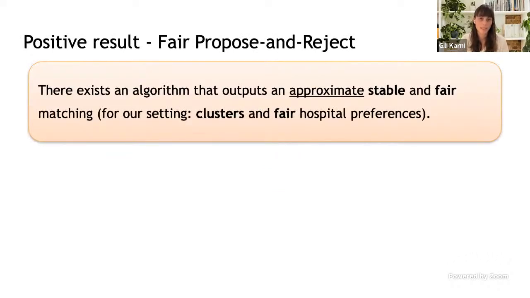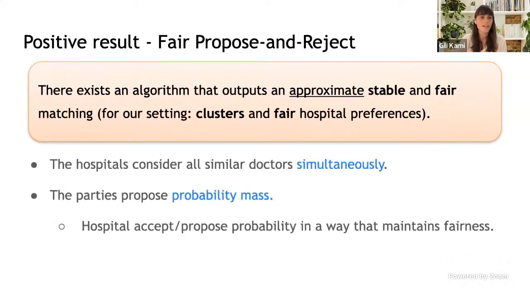In the paper, we show an algorithm, fair propose and reject, that under the setting of a partition of the doctors into clusters and fair hospital preferences, finds an allocation that is both fair and stable. The algorithm is based on the structure of the Gale-Shapley algorithm. The difference is that the hospitals decide whether to be matched to similar doctors simultaneously, in a way that will maintain fairness. This is done by allowing the parties to propose and accept probability mass. The algorithm does not always stop, but it does always converge. Thus, we stop when the solution is close enough to a fair and stable solution. This is why the solution is approximately fair and stable.